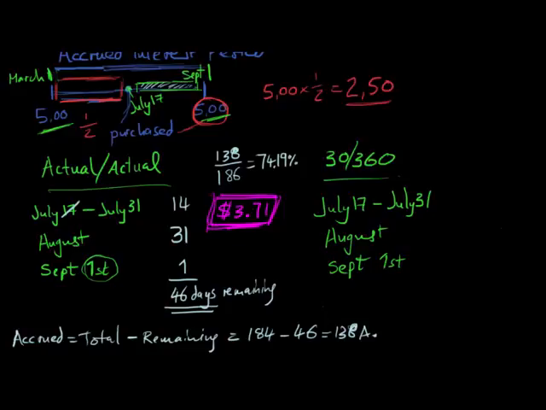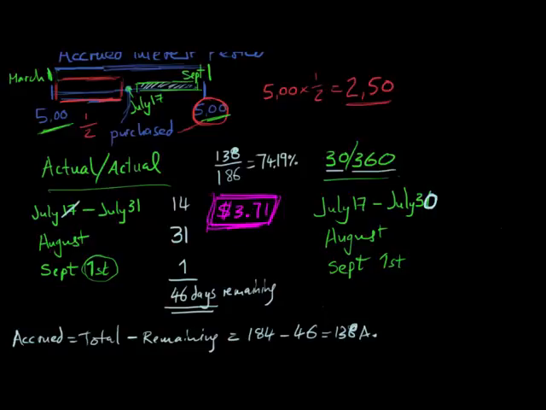Alright, now what we're going to say in this case is that each month has 30 days and each year has 360 days, which is 12 times 30. So since each month has in this case 30 days, we cannot accept the 31 days for July. We have to change that to 30.